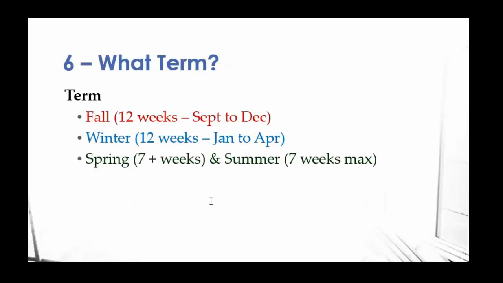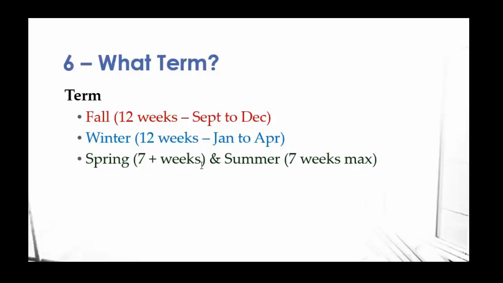Now, what term are you taking courses? Well, the fall term is 12 weeks long, and the winter term is 12 weeks long. All right. Now, the spring and summer term are combined. It actually is only 14 weeks long and is considered one term. So you need to take, if you're a part-time student, 1 course in the fall, 1 course in the winter, and 1 course in either the spring or the summer.